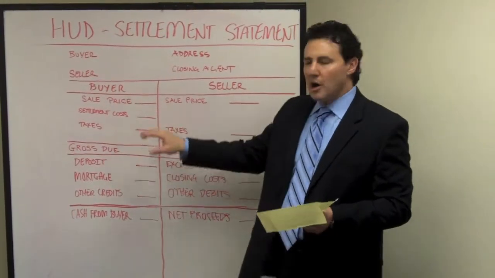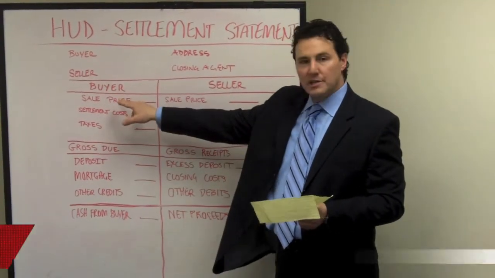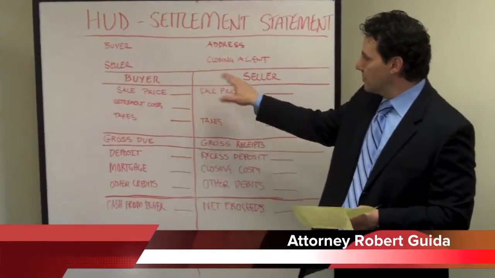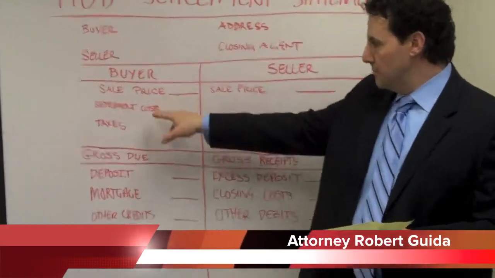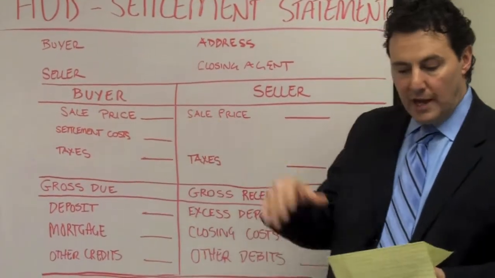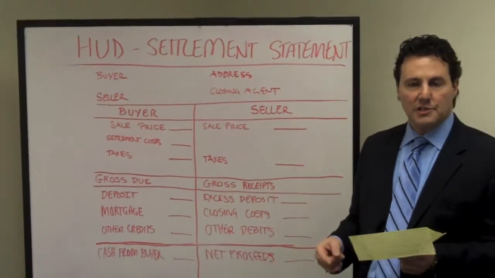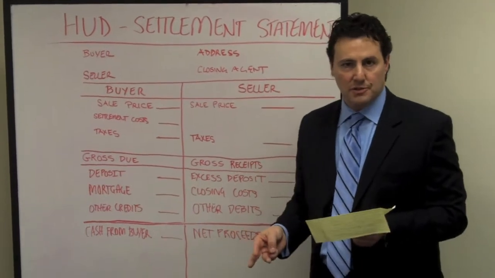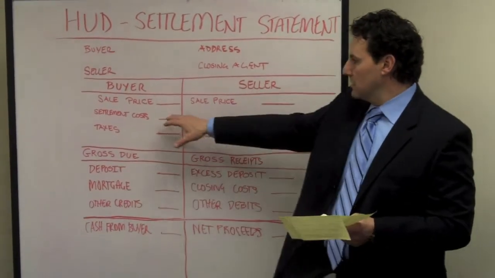You'll see that there's basically two columns: the buyer side of the transaction and the seller side of the transaction. And you'll notice at the top, as I was saying, there's a sale price, and the sale price is on both sides for the buyer and the seller. The buyer, of course, has settlement costs, okay? And that we defined as the closing costs, the prepaid items, and the escrows, all right? So they're all listed here.